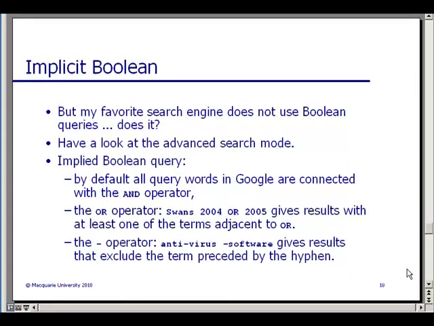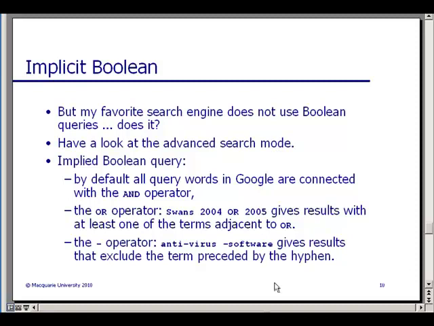Okay, but you might say, my favorite search engine doesn't use Boolean search, or does it? If you have a look at advanced search, for instance in Google, you find out quickly that this search engine must use Boolean search. In Google, each search term has an implicit AND operator. So each search term is connected with other search terms via an implicit AND operator. And Google also provides Boolean operators.